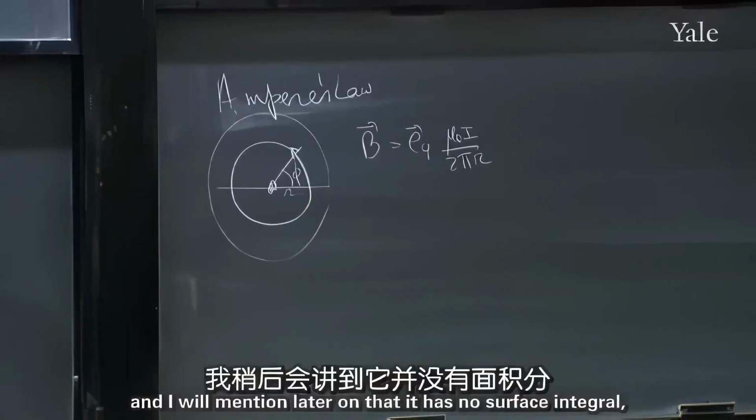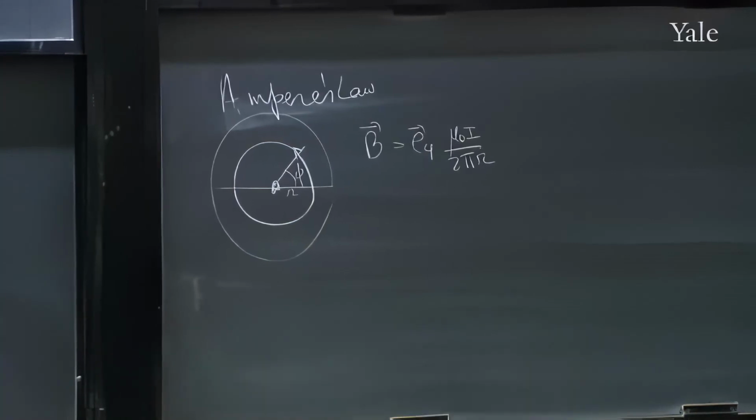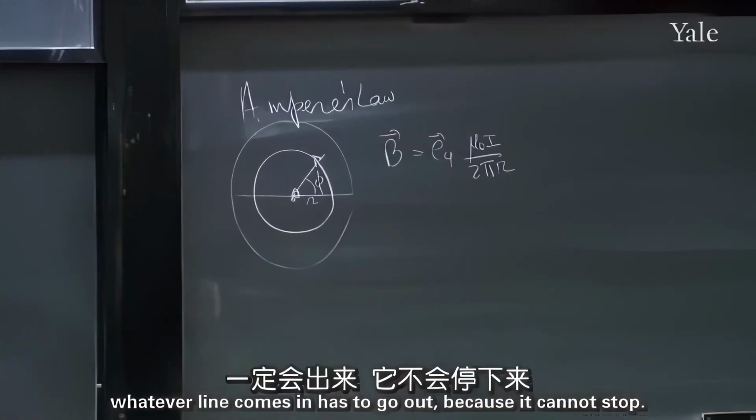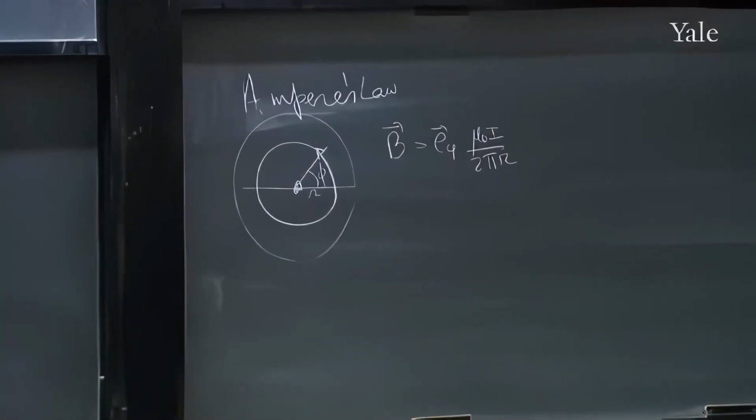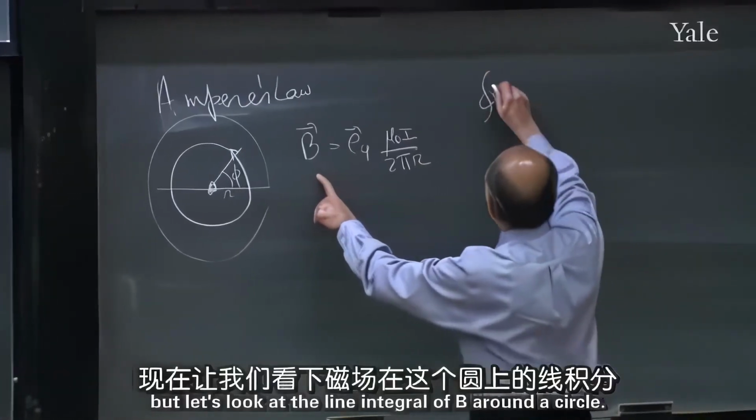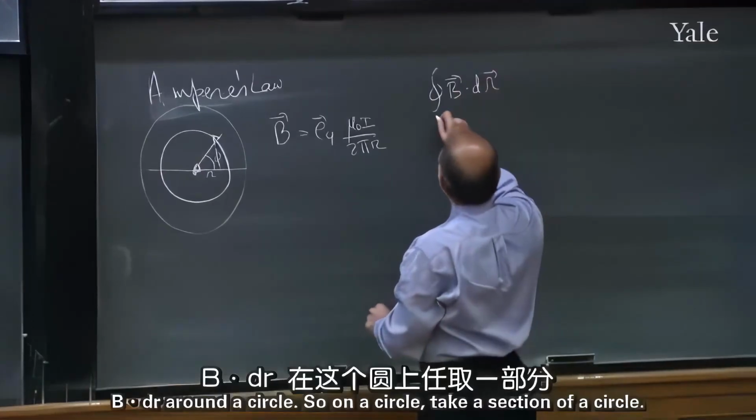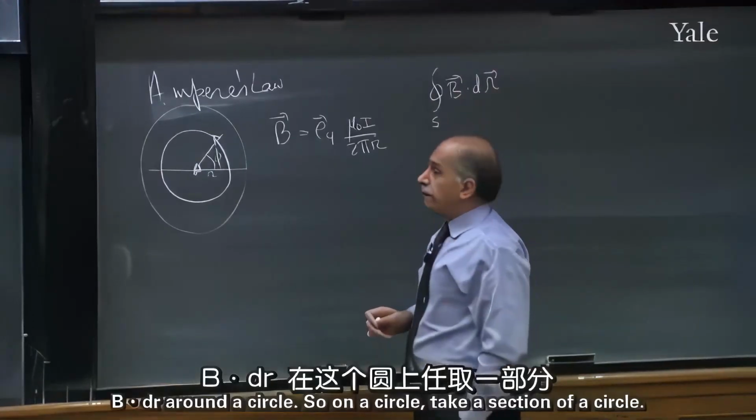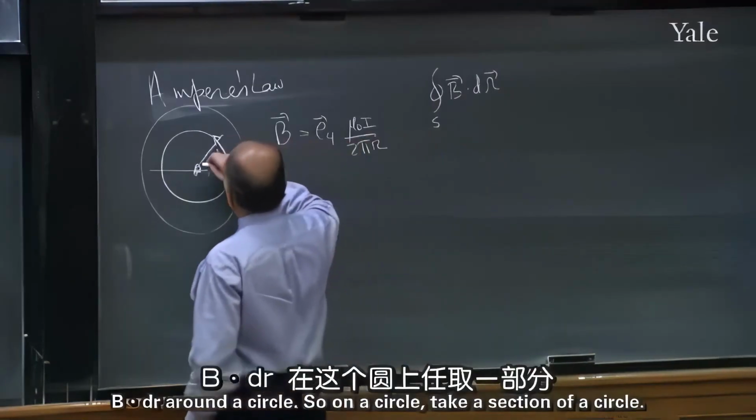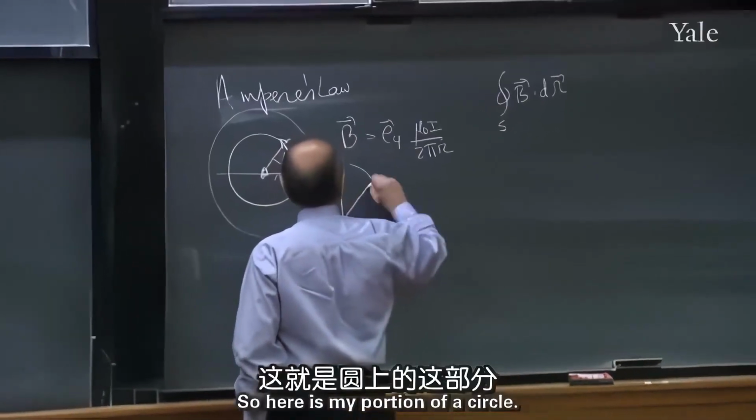And I will mention later on that it has no surface integral, because B's don't start and end anywhere, the lines of B. Therefore, if you took any surface, whatever line comes in has to go out, because it cannot stop. I'll come to that in a minute, but let's look at the line integral of B around a circle. B dot dr around a circle. So on a circle, take a section of a circle. So here is my portion of a circle.